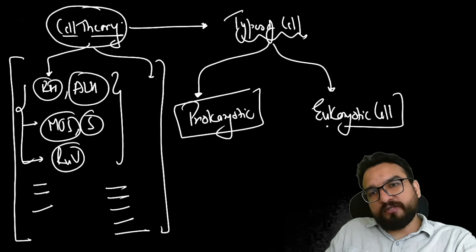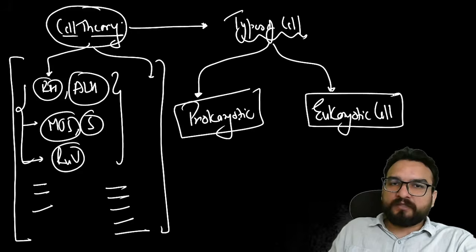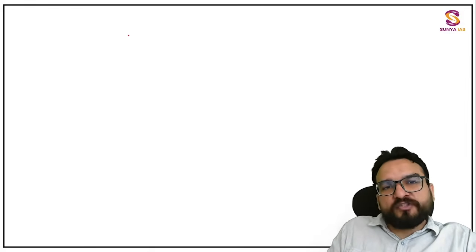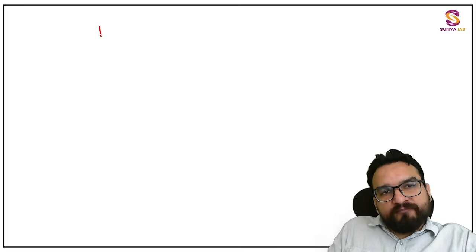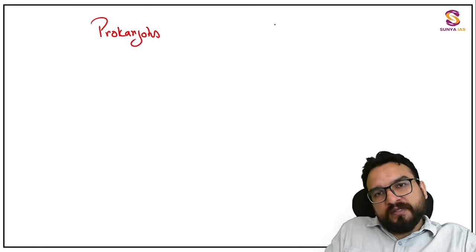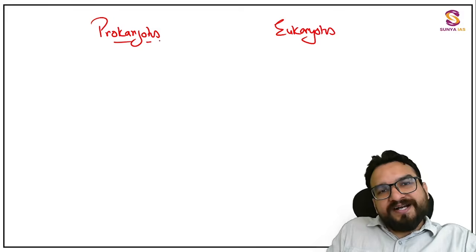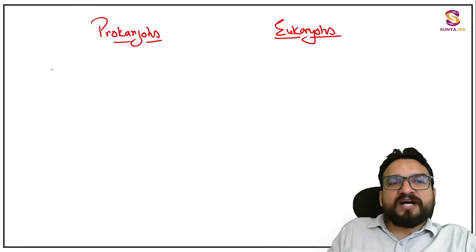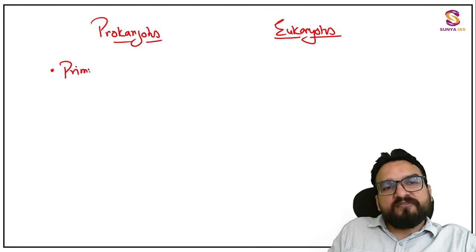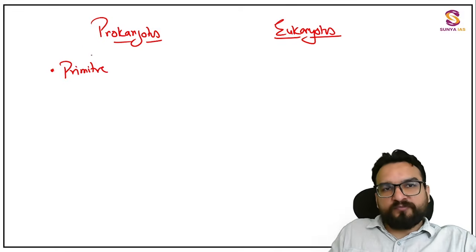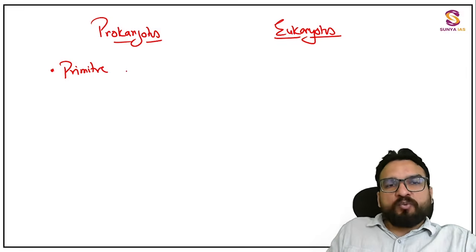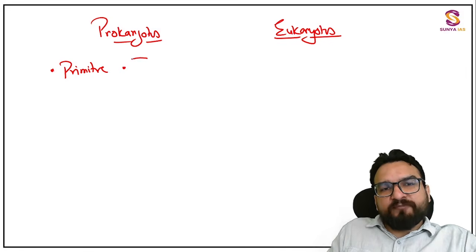And this I'll be telling you now in greater detail. So understand the clear difference between eukaryotes and prokaryotes, guys. Prokaryotes are the type of cells which are very primitive. These are the first cells which came into existence. So they are primitive. Why? Because over here they are in their very basic structure.